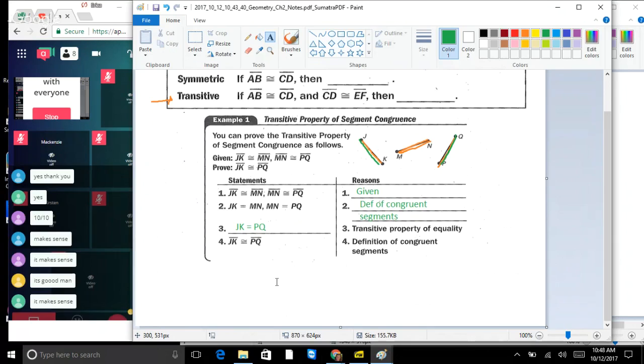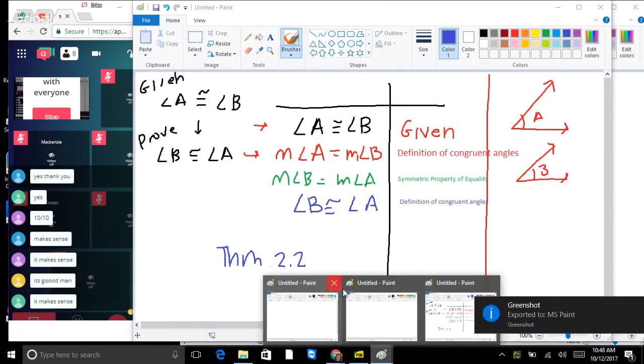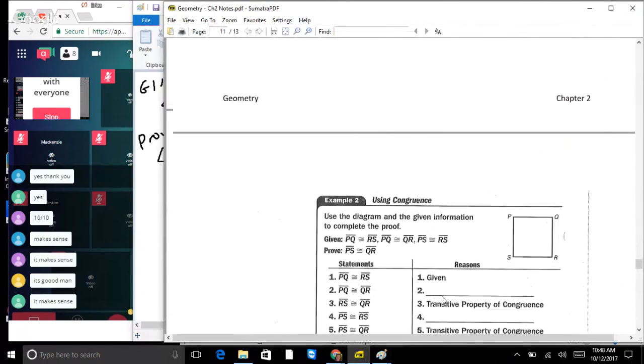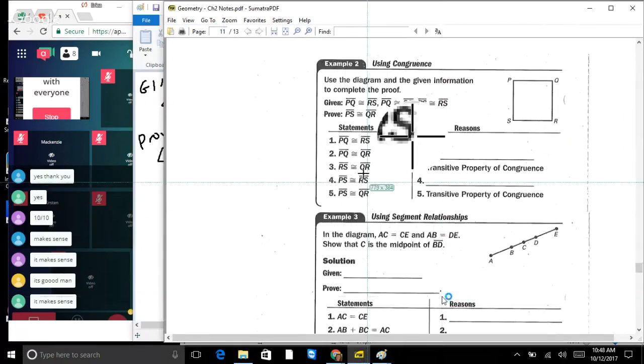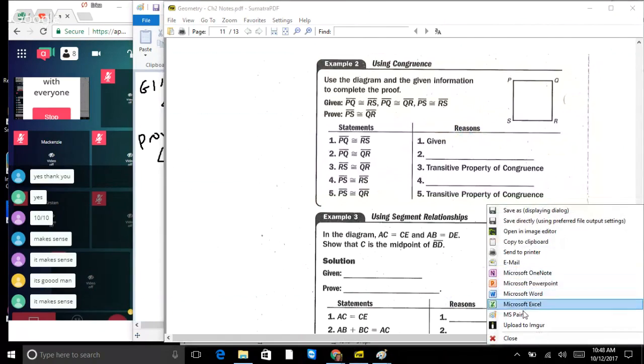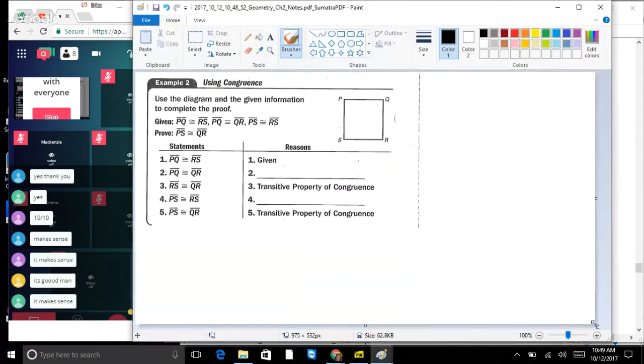All right, so now we're actually going to do another proof. Shocker, we're going to do lots of proofs. But this time our proof is actually going to use these theorems that we just learned. Okay, let me pull that up. By the end of geometry, you're going to be awesome at proofs.